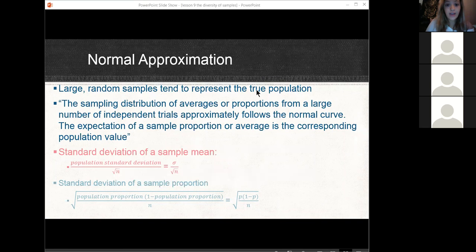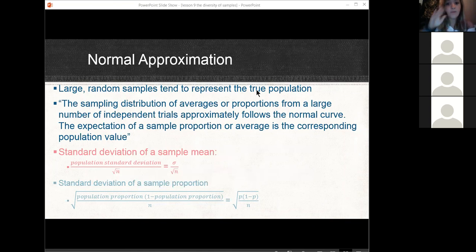And then also remember, we do want to have random samples, because then theoretically we're not going to have bias, because they're just going to be random and chosen without any sort of bias in them. And then this quote here, I'll just read this in regards to our normal approximation. The sampling distribution of averages or proportions from a large number of independent trials approximately follows a normal curve. The expectation of a sample proportion or average is the corresponding population value. So all this is saying is that if you take a bunch of samples, and remember your trials are all independent, they don't affect each other, the conclusion is that it's probably going to approximate that normal curve.